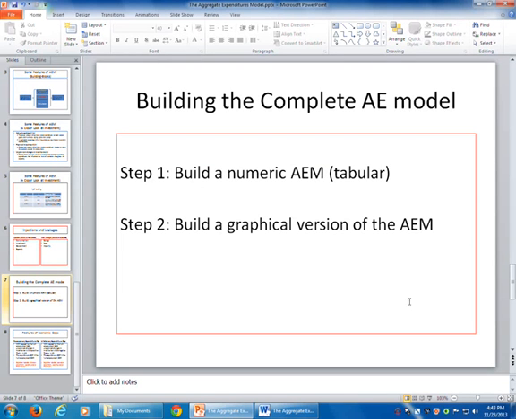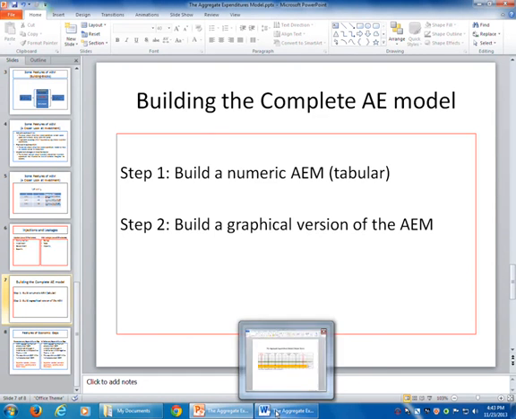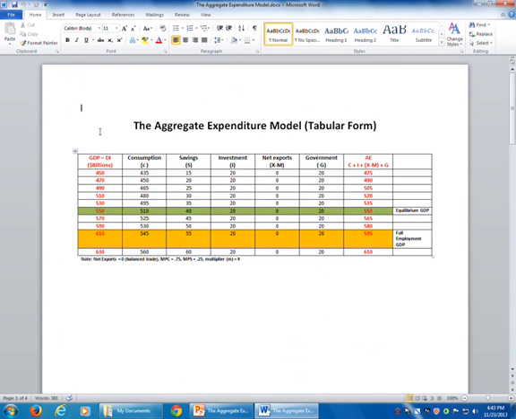Alright, so to play with the aggregate expenditure model, I'm going to do it two ways. We're going to use numbers first to look at the relationships between aggregate expenditures and GDP, and then we're going to use those numbers to convert the results to a graphical version of the aggregate expenditure model. So that's my approach: build it numerically first, and then from the numerical results look at it graphically. Alright, so in order to do that, let's say we have the following example. So here's an example of an aggregate expenditure model, and it's in tabular form, just using numbers.